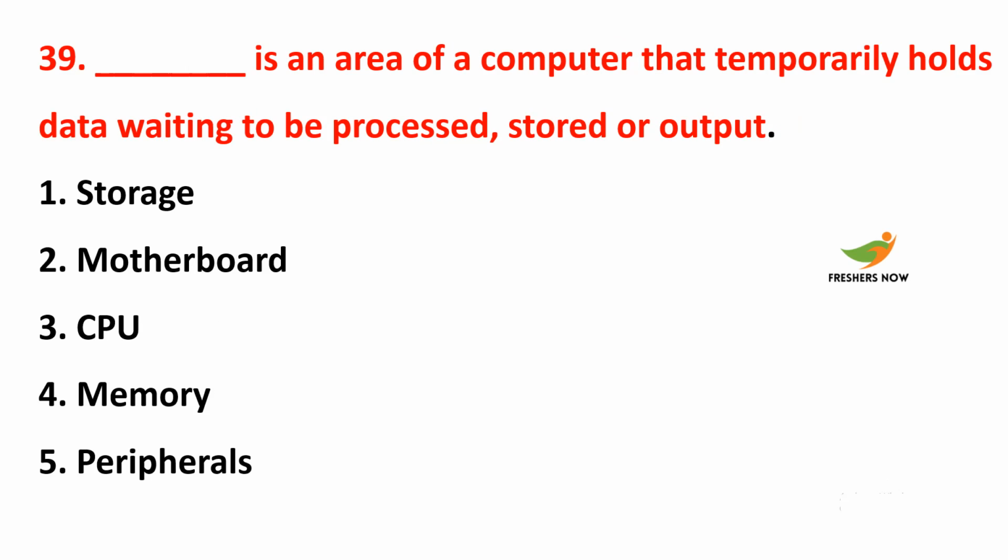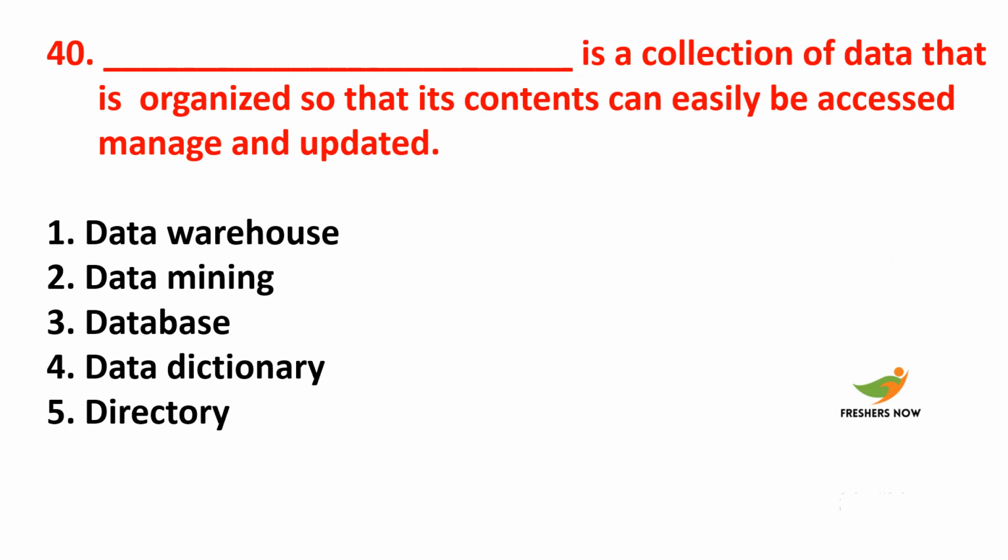39th question. Dash is an area of a computer that temporarily holds data waiting to be processed, stored or output. And the answer is option 4, memory. 40th question. Dash is a collection of data that is organized so that its contents can easily be accessed, managed and updated. And the answer is option 3, database.